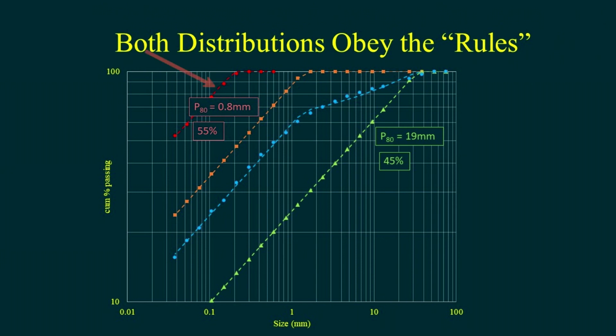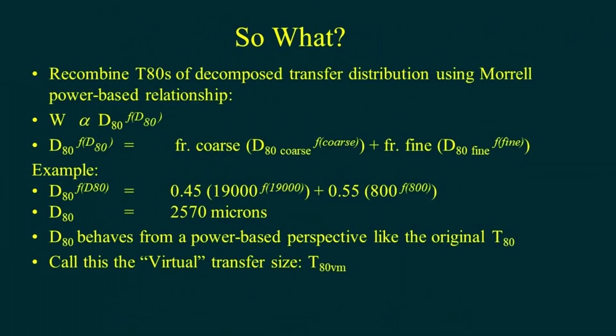Here's the ball mill cyclone overflow from that circuit, and you can see they're all beautifully linear. Who cares? So what? Does that get me any nearer to what I want? Well, yes, it does. Because I've now got two distributions and I've now got two P80s. What I'm looking for is one distribution out of these two, and I want a distribution that obeys the rules. Well, if you look at the heart of the Morrell method and the Morrell equation, it basically says that the energy is related to the size to the power of that ugly equation.